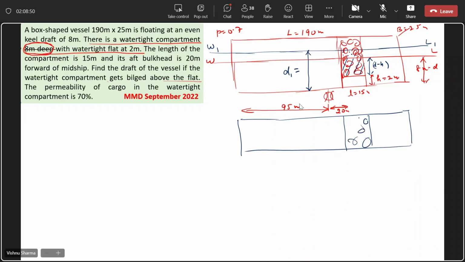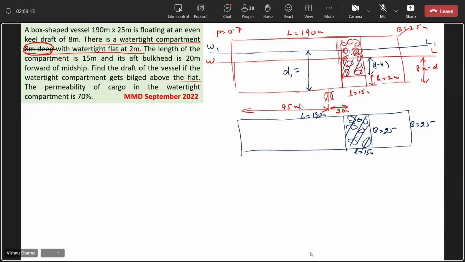The water plane will be partially lost because of the cargo. Length is 190 meters. Breadth is 25. This length is 15, and this breadth is 25. Is this correct, guys? Yes or no? Please tell me. Yes, sir. Okay.